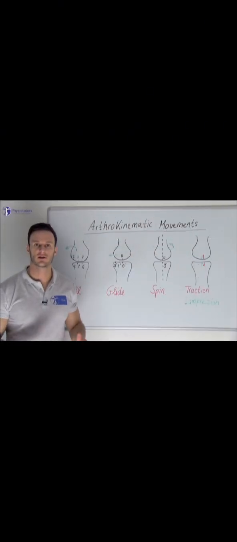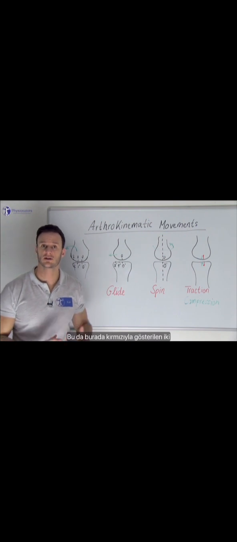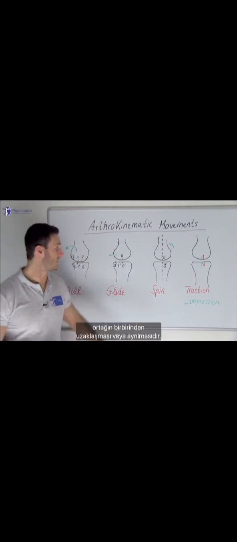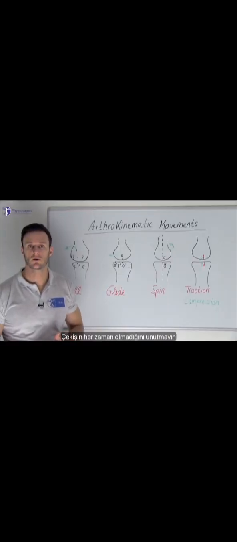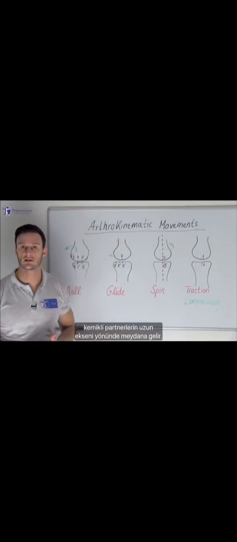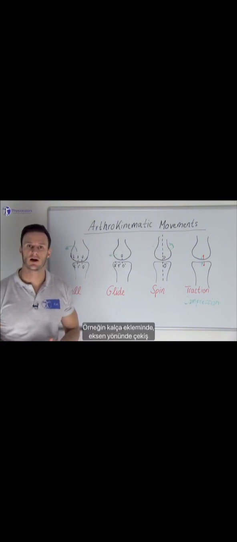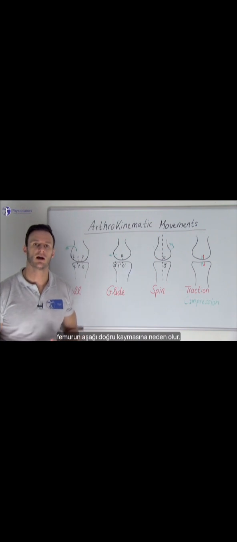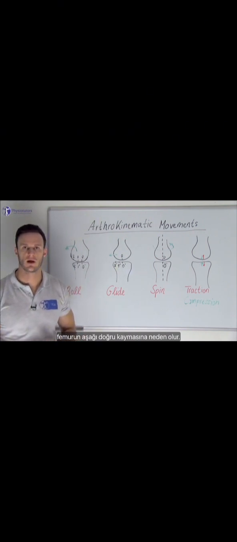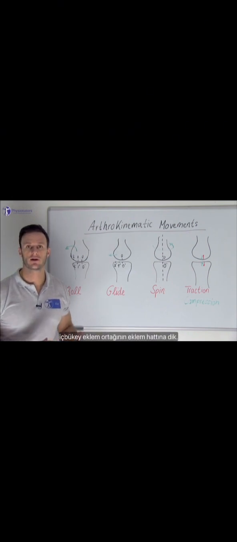Then we have traction, which is the distraction or separation of two joint partners, seen in red here. Be aware that traction does not always occur in the direction of the long axis of the bony partners. In the hip joint, for example, traction in the direction of the axis of the femur would result in an inferior glide. Instead, traction must happen perpendicular to the joint line of the concave joint partner.